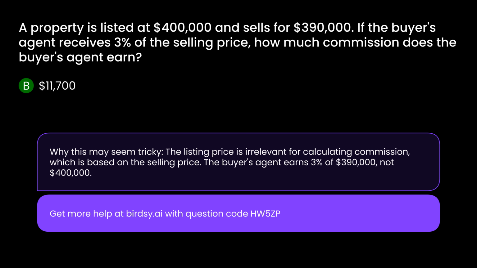Why this may seem tricky: the listing price is irrelevant for calculating commission, which is based on the selling price. The buyer's agent earns 3% of $390,000, not $400,000.